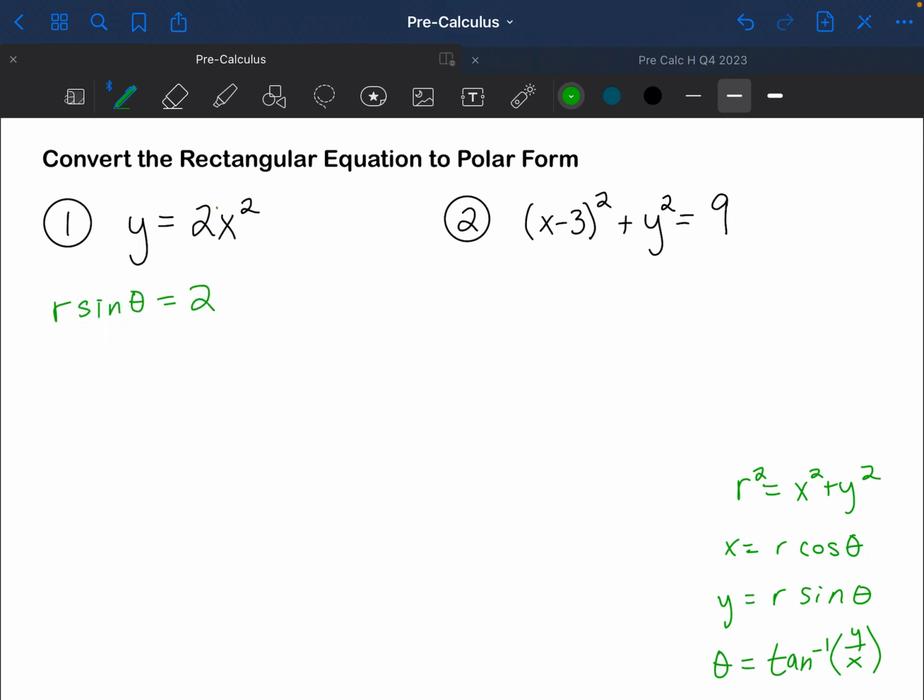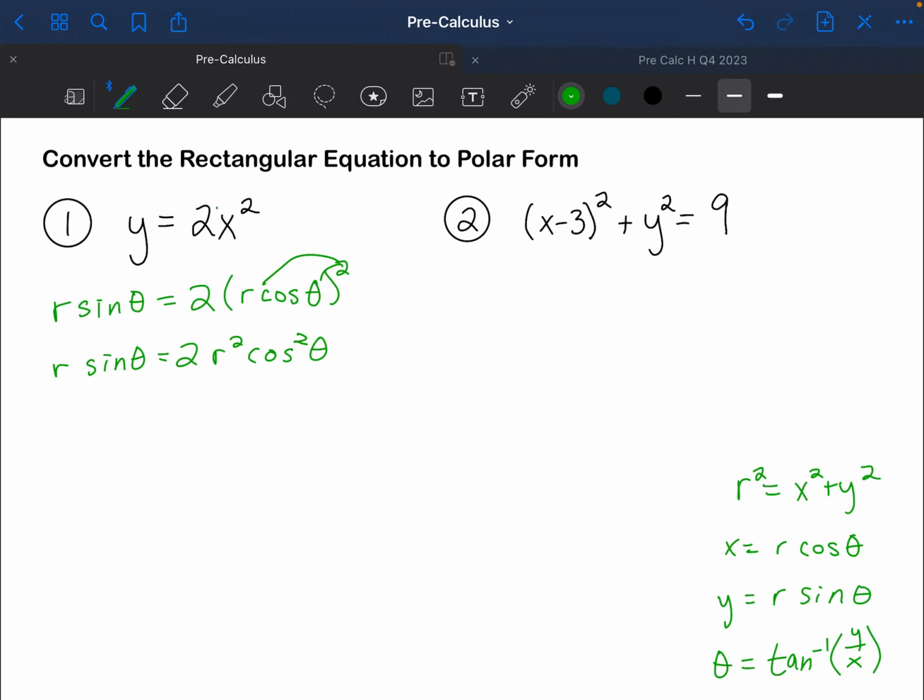And 2x squared, that kind of stumps some people, but let's just get rid of the x. r cosine theta squared. Making sure that we distribute this square to both terms in there. So we've got r sine of theta equals 2r squared cosine squared theta. Technically, everything's in polar now. We got rid of the x and the y's, but we can clean this up, make it look way better.